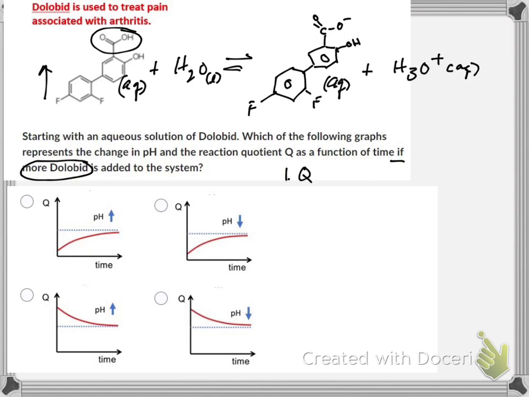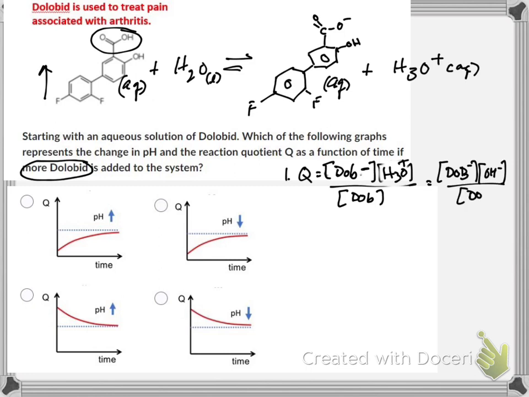And that's important because we're going to need to write the equilibrium expression, which I'm just going to abbreviate as DOB minus. Okay, so let's see, a little problem here. And since we are working under Ka, it would look like that. Oh, looks like I did it twice.